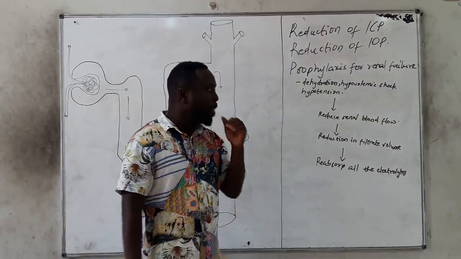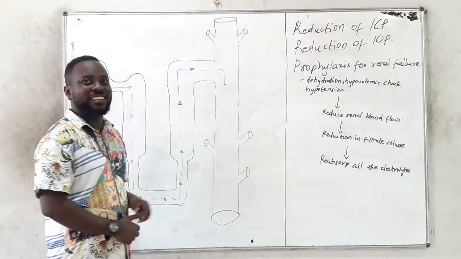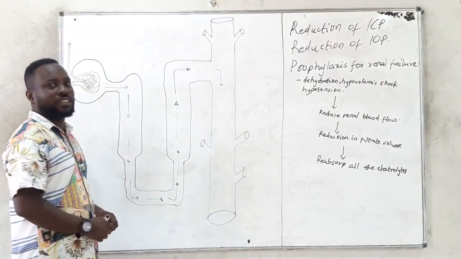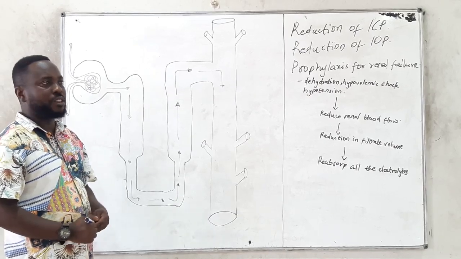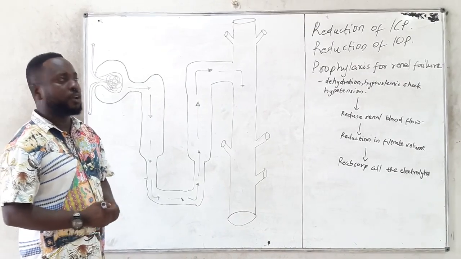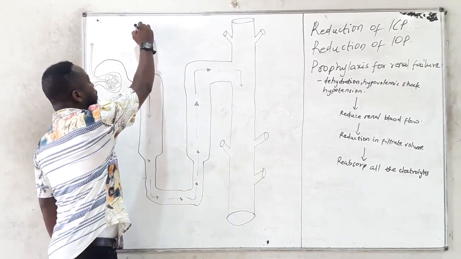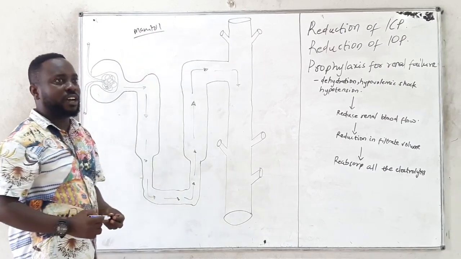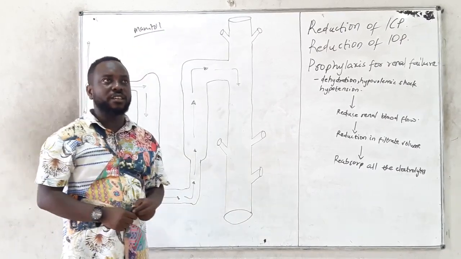Okay, so our last group of diuretics that I will be discussing is the osmotic diuretic. The prototypical drug that I'll be talking about is mannitol. So this is the drug that we are going to discuss.